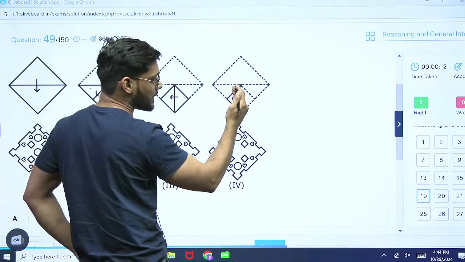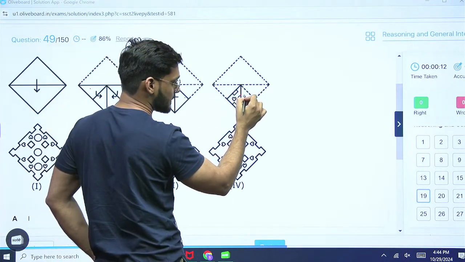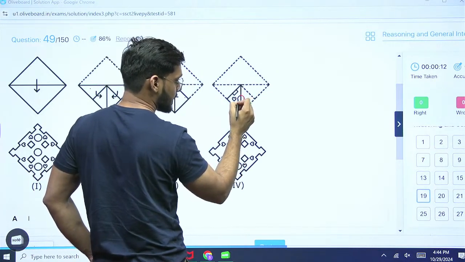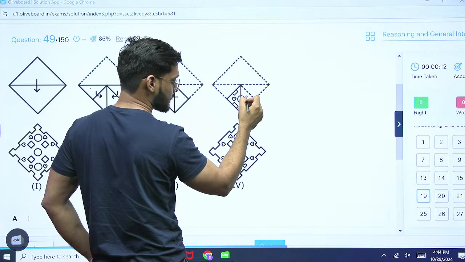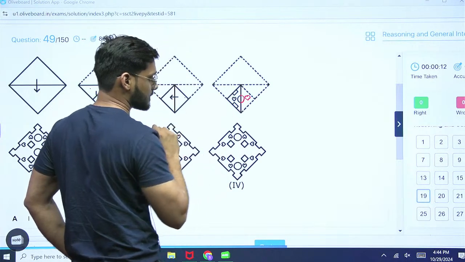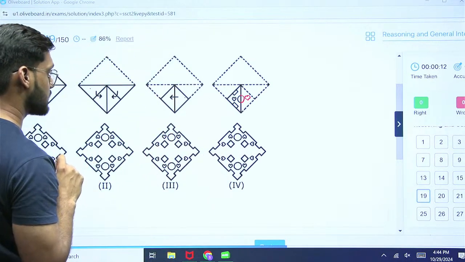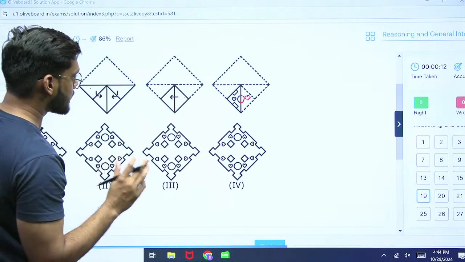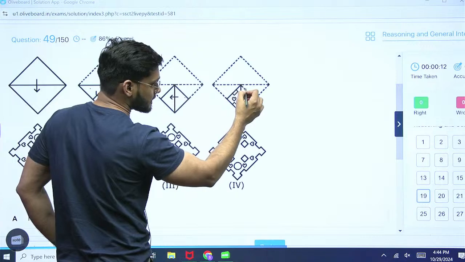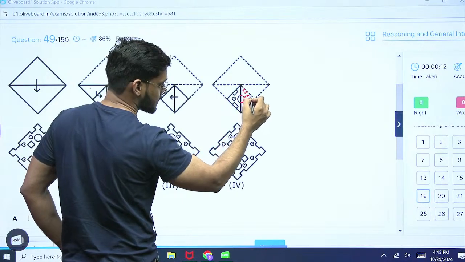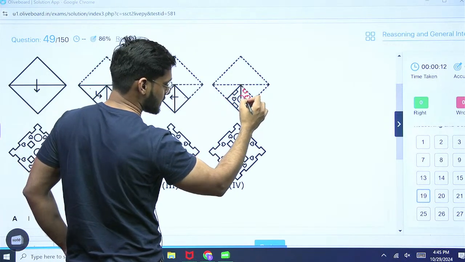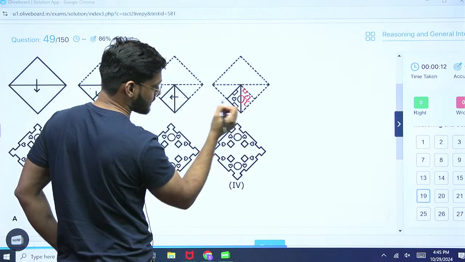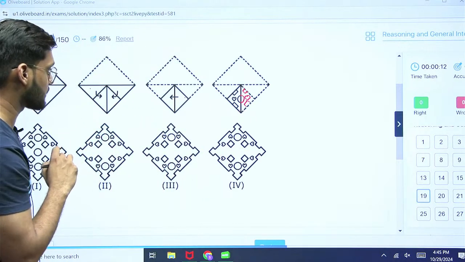Now if I am opening this part towards the right, it will be made like this, and this heart shaped figure will be like this. Okay, no issue up to here. Now this will be like this, these two will be like this, this one is there, so this one will be over here like this, okay.